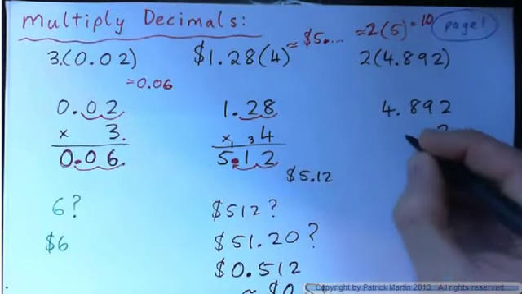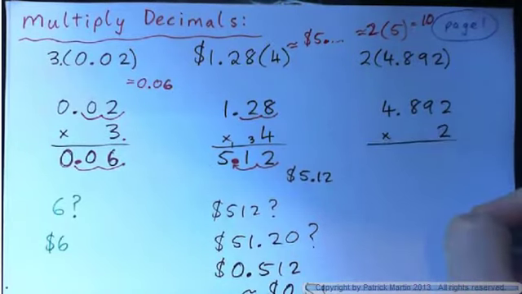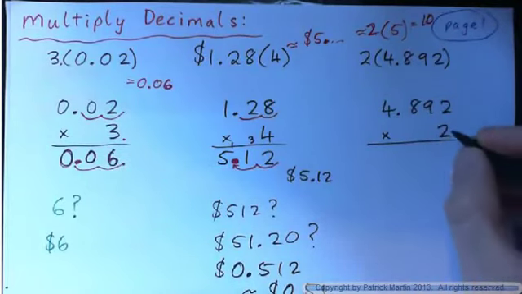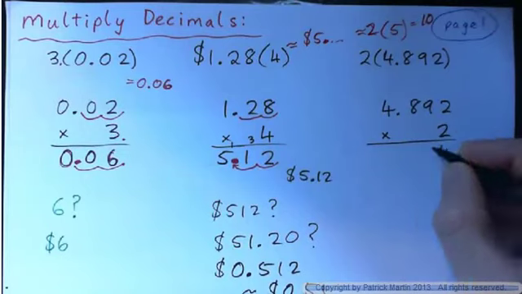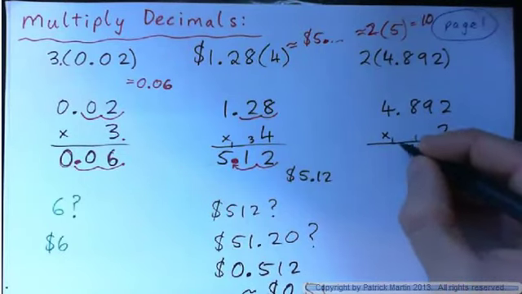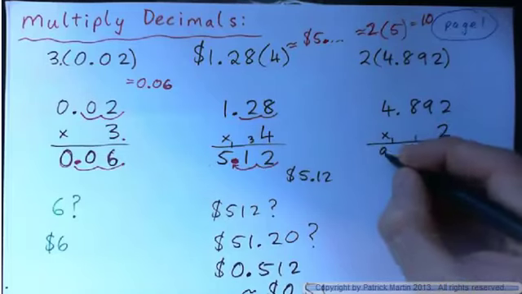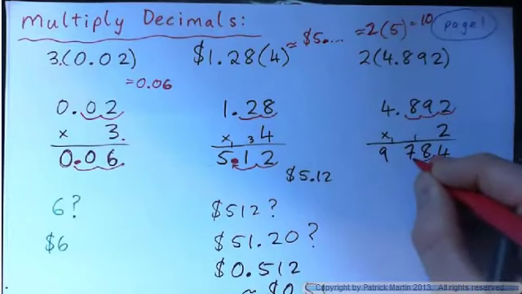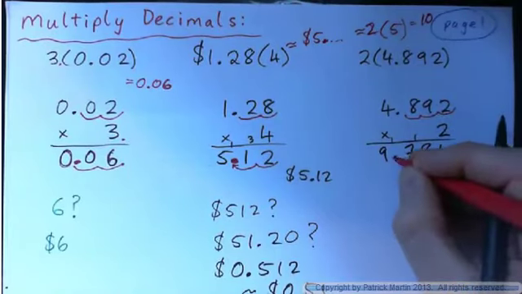And it's been multiplied by 2. And so we put the shorter number on the bottom, the longer number on the top. 2 times 2 is 4, 2 times 9, 18, carry the 1, 2 times 8, 16, 1 is 17, carry the 1, 2 times 4 is 8, and 1 is 9. And there were 3 decimal places, 1, 2, 3 in the problem, and so there's going to be 3, 1, 2, 3 in the answer.